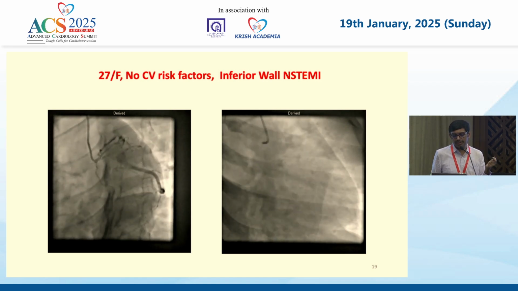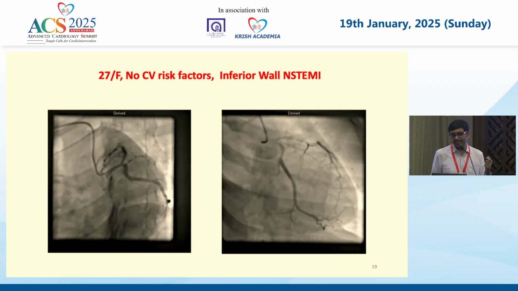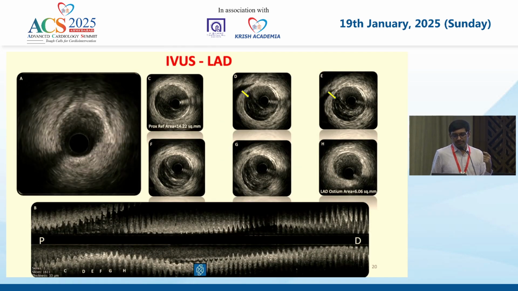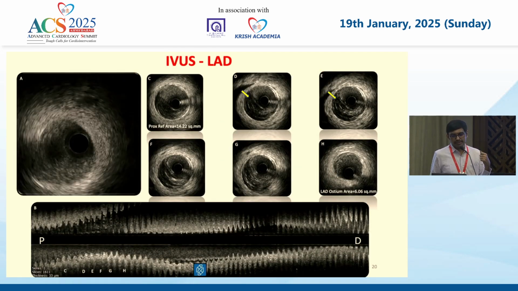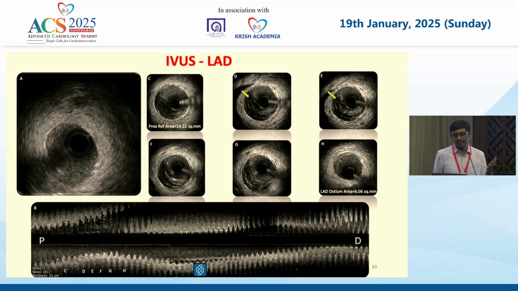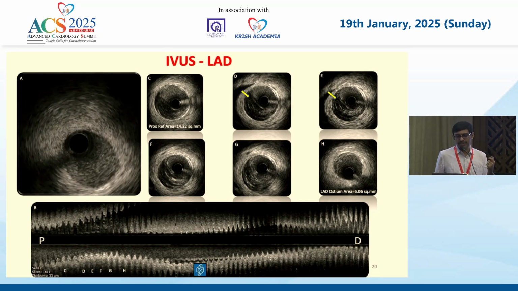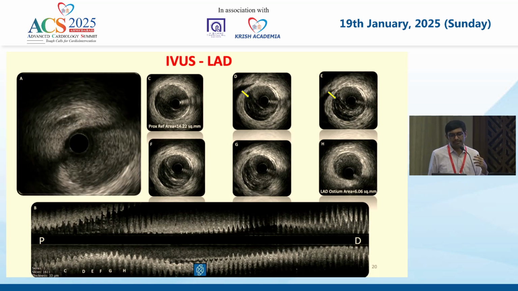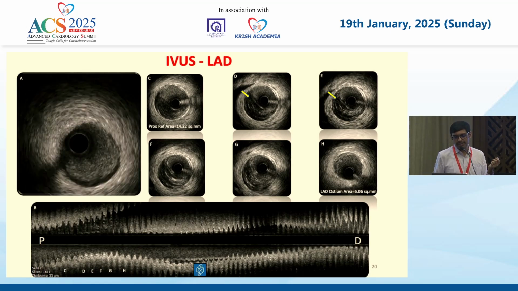And this is a 27-year-old female, no cardiovascular risk factors, who presented with inferior wall STEMI. This is an angiogram, with smooth appearing distal left main, LAD and LCX lesions. So this is what the IVUS showed in this patient. The IVUS pullback was done, and the wiring was not very difficult, fortunately, in this patient. If you see, there is a spontaneous coronary dissection extending from the LAD into the left main. You can see it clearly here.